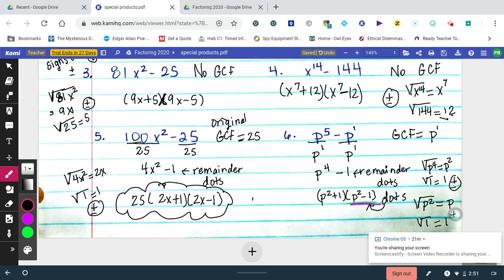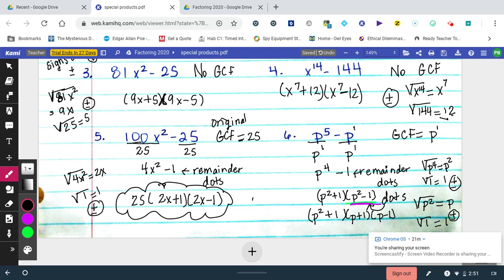And you're going to write a plus and a minus for that set. So the one I underlined is going to change into p plus 1 and p minus 1. Now some of you are saying, what do I do about the one you didn't underline? I didn't underline this one because it wasn't a difference of 2 perfect squares, since I had a plus sign there. So I'm just going to bring down this p squared plus 1.